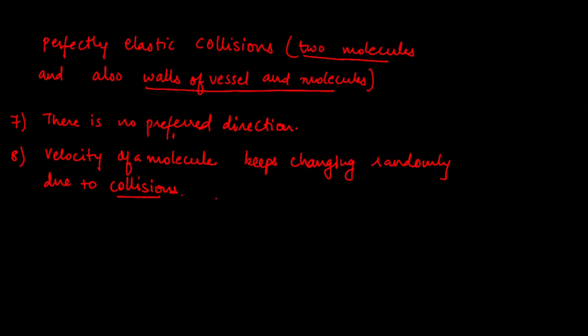So you can say that there is some unpredictable behavior, right? And that is what is random. Random means unpredictable. So if you can predict it, it cannot be called random.